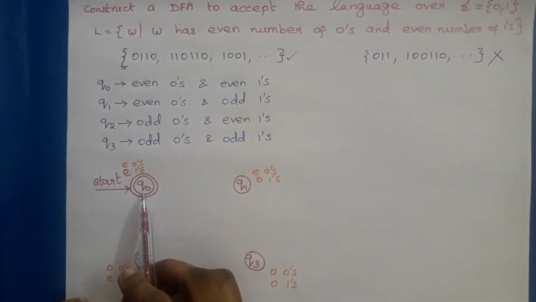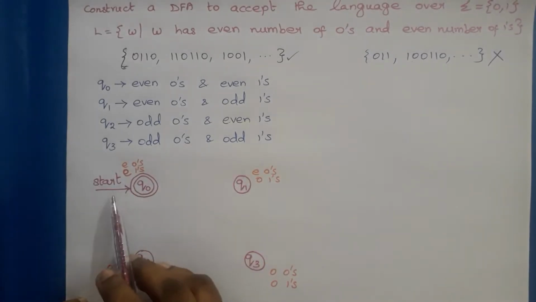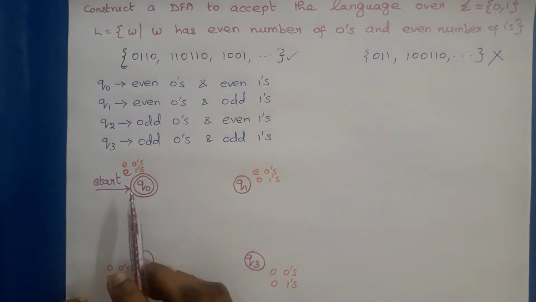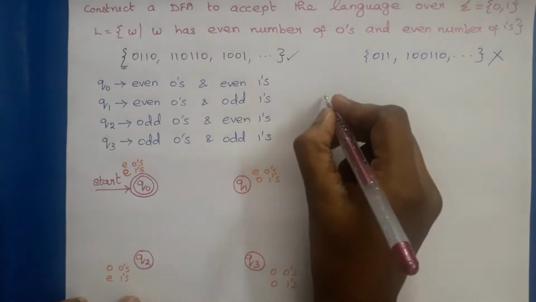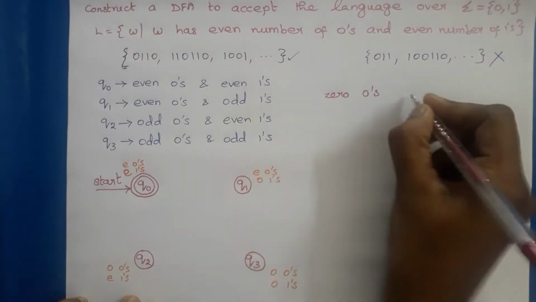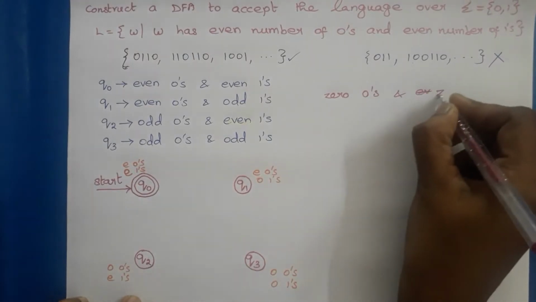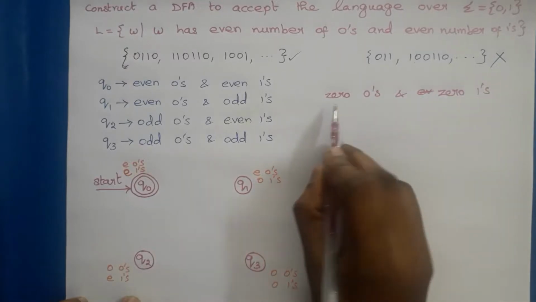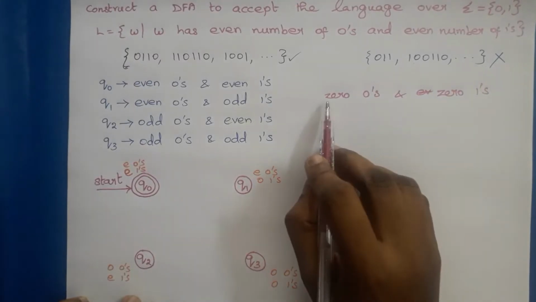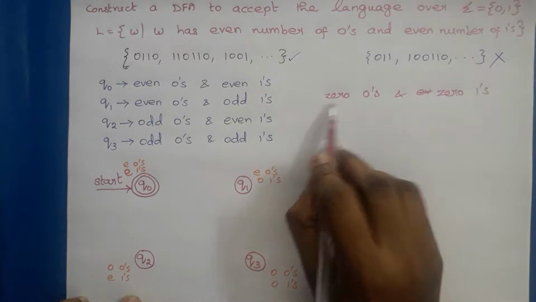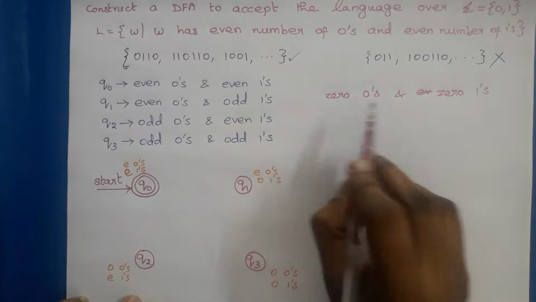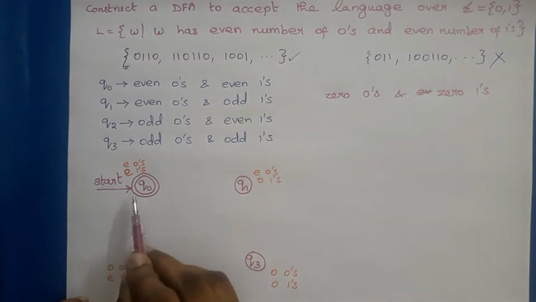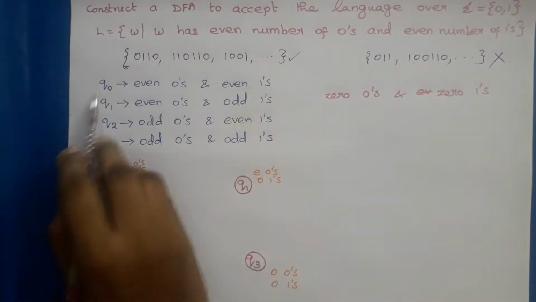And here we are going to consider Q0 as both the start state and final state, because before reading any input, we can say that we have read 0 zeros and 0 ones, meaning no zeros and no ones. 0 zeros means 0 is also an even number. So the meaning is we have read even zeros and even ones at the start state. So even number of zeros and even number of ones means Q0.